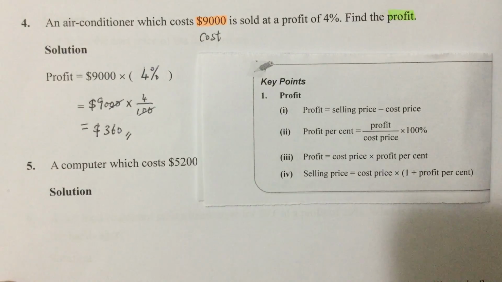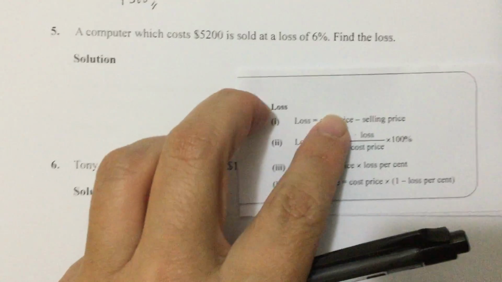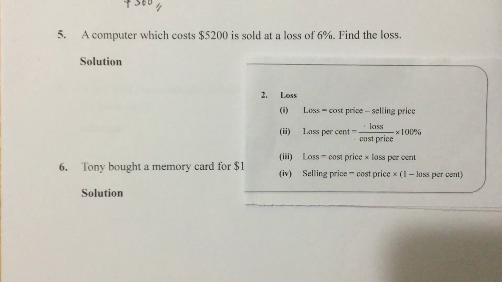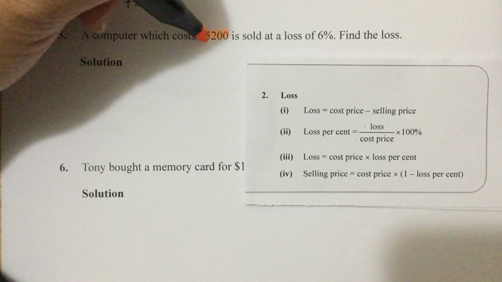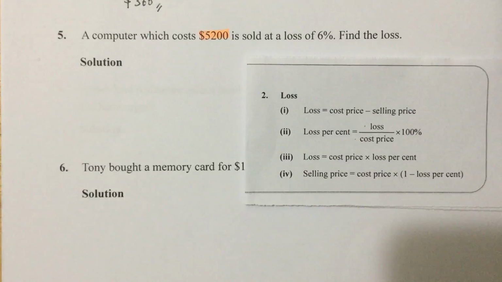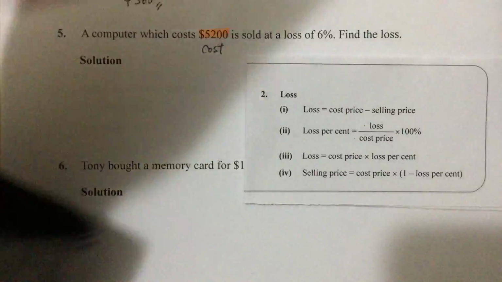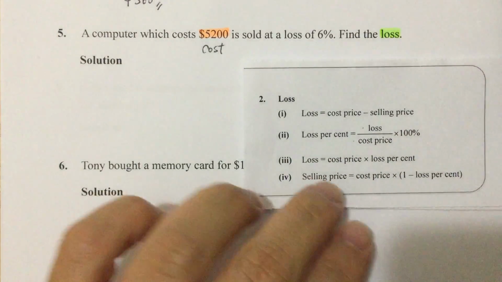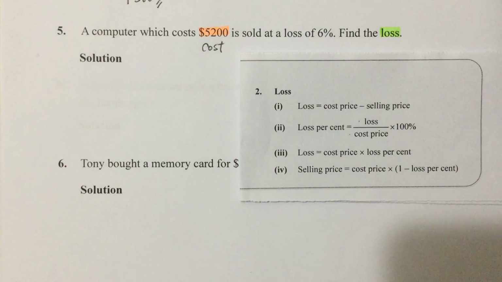Okay, now we will go to question 5. Okay, now let me turn to the loss formula. A computer which costs 5,200. This time, once again, I gave you the cost. So this is the cost, 5,200. And I'm going to find the loss with the loss percent. So now please use the formula that I gave to you to do the answer. Okay, you have 15 seconds to do it.